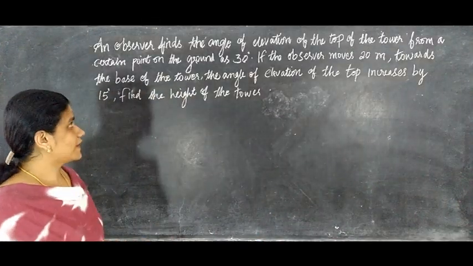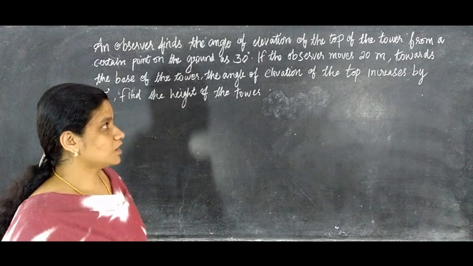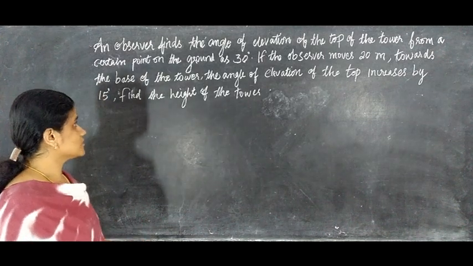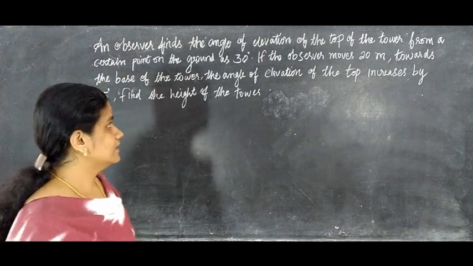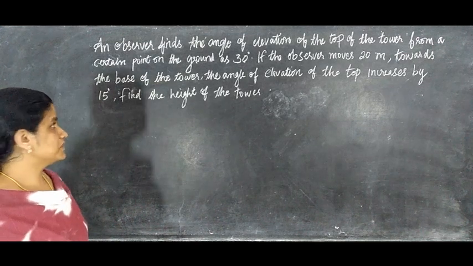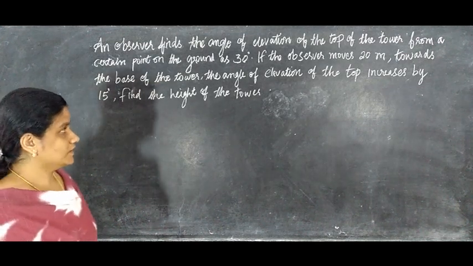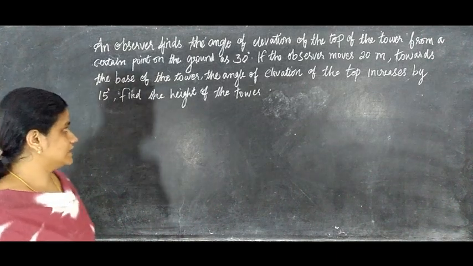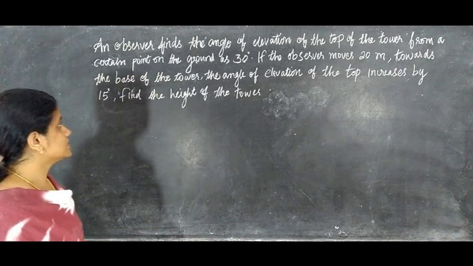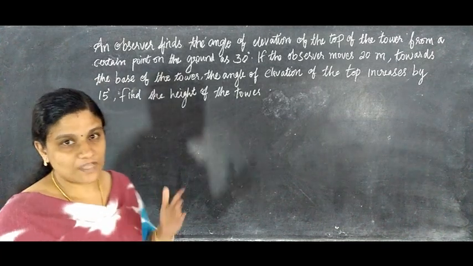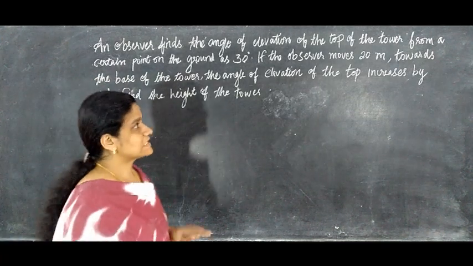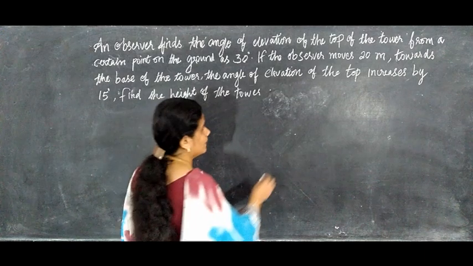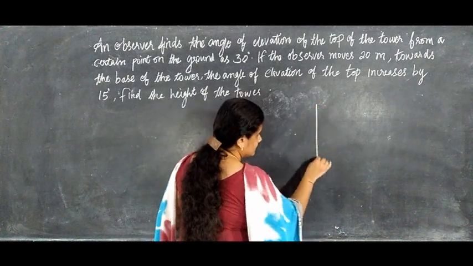An observer finds the angle of elevation of the top of the tower from a certain point on the ground as 30 degree. If the observer moves 20 meter towards the base of the tower, the angle of elevation of the top increases by 15 degree. Find the height of the tower. That's it. So from this we are going to get a figure. We need a tower first of all, is it children? So a tower AB.